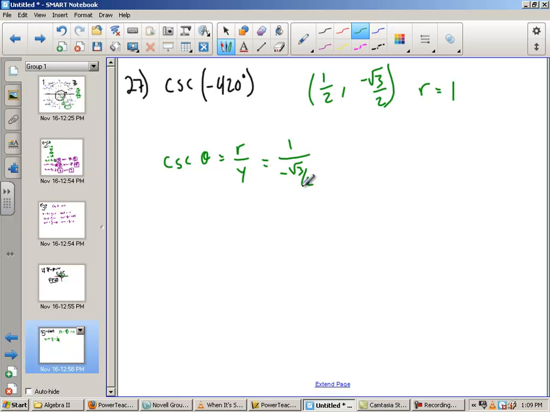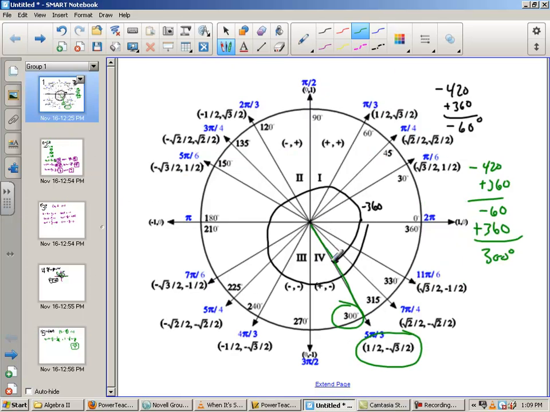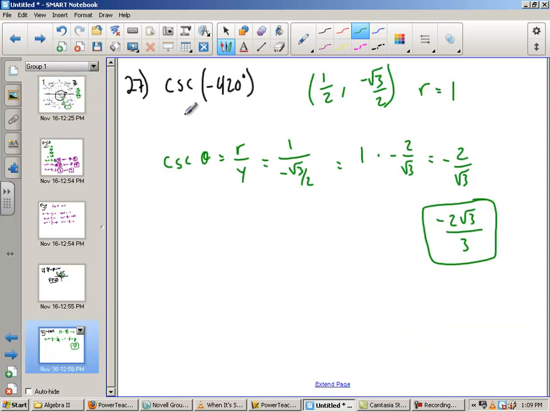Problem is I can't divide by a fraction. So instead, I'm going to say this is equal to 1 times a negative 2 over root 3, which is just negative 2 over root 3, which I know I need to simplify to negative 2 root 3 over 3. And that is the cosecant of a negative 420 degree angle, or anything else that is coterminal with this line. If it lands here, that is the cosecant of that angle every time.